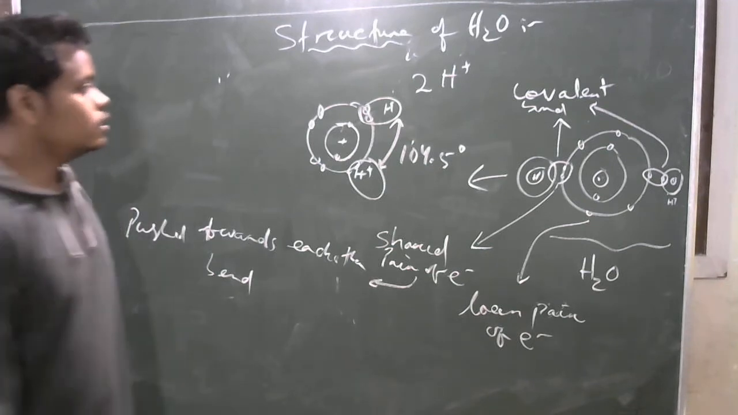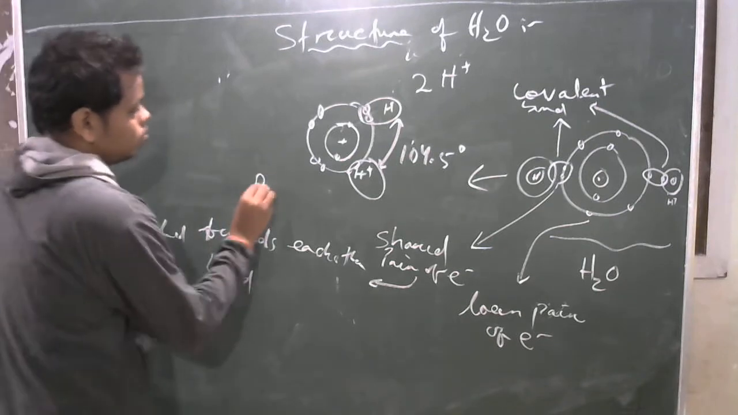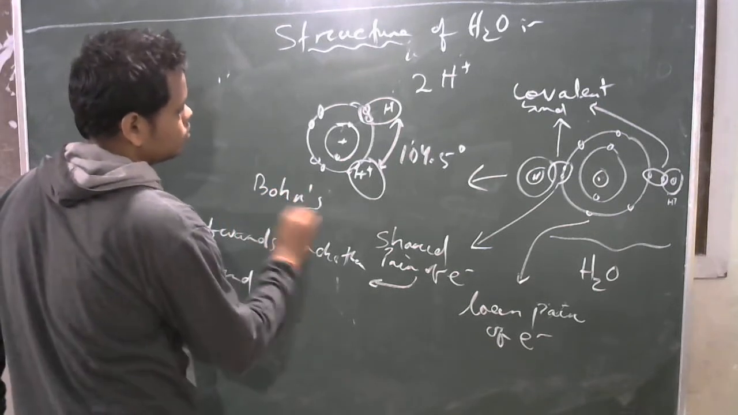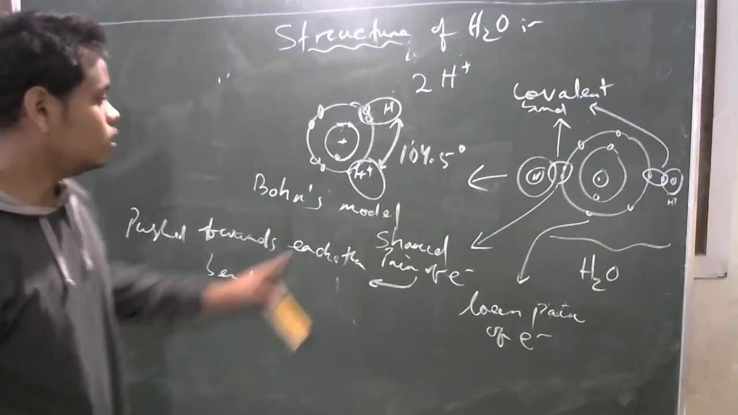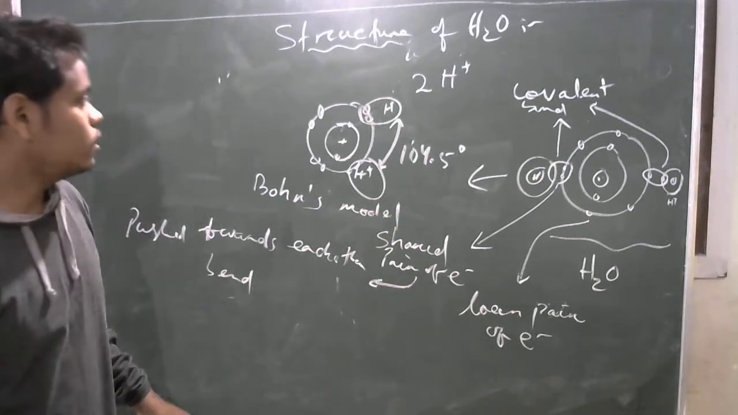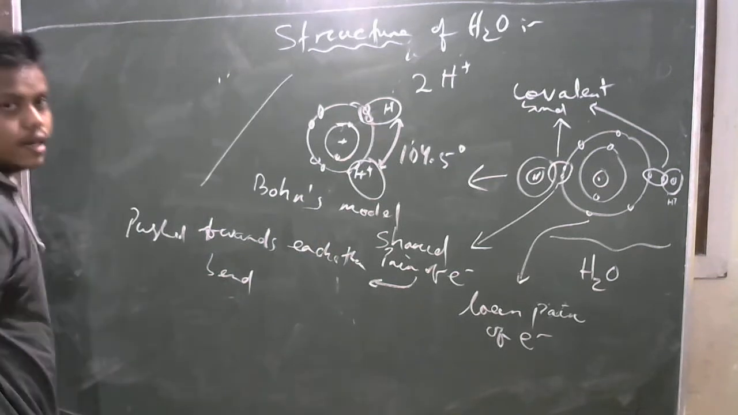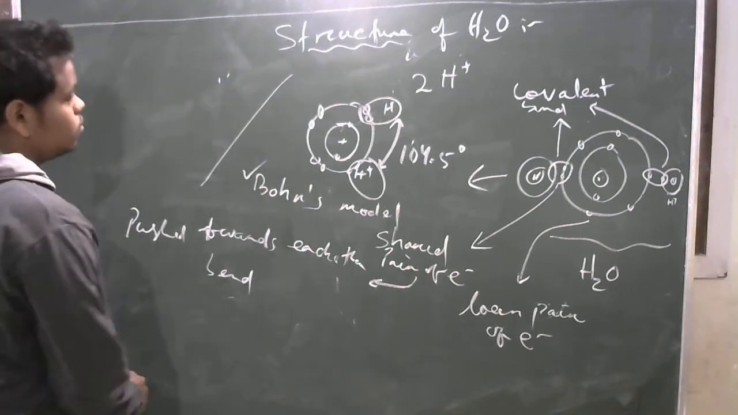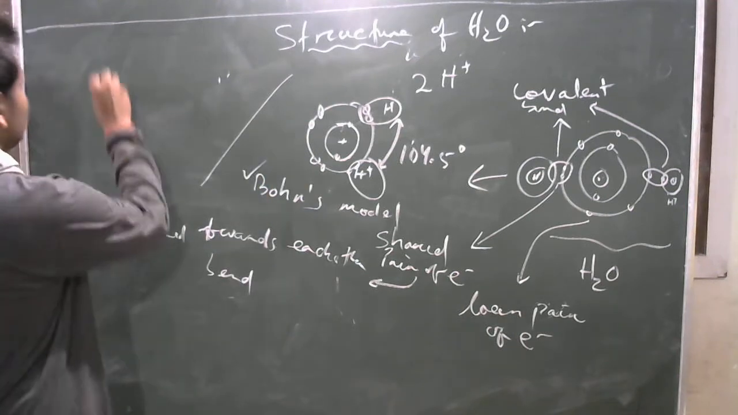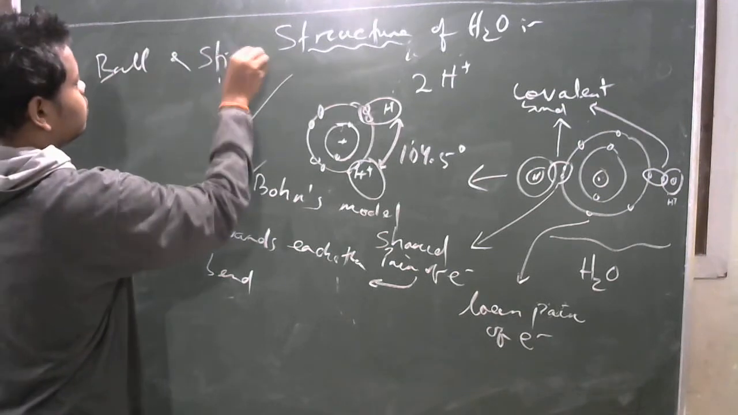So this is the general structure, also called Bohr's model of water, the structure of water. This is the general structure. If we see the ball and stick model, another model is there. Instead of Bohr's model, another model is there, that is called the ball and stick model.